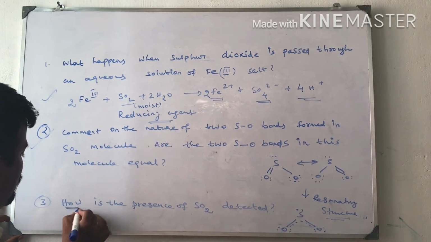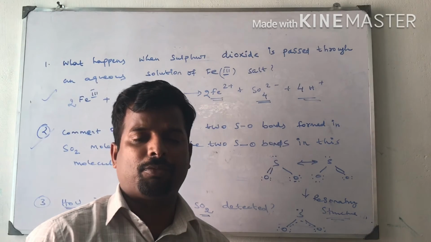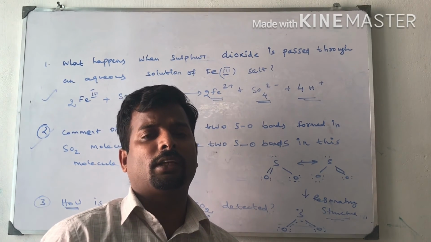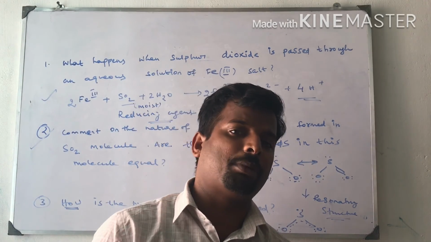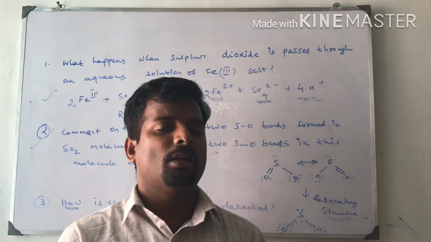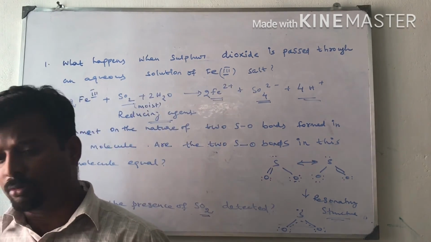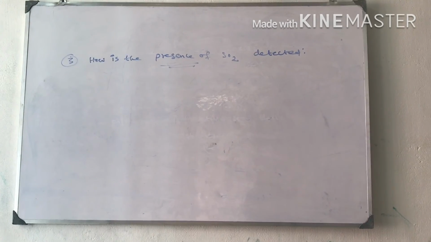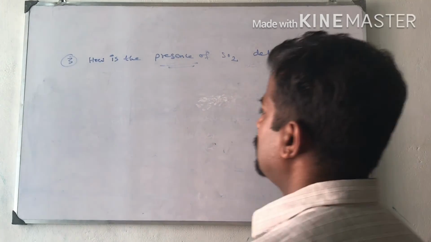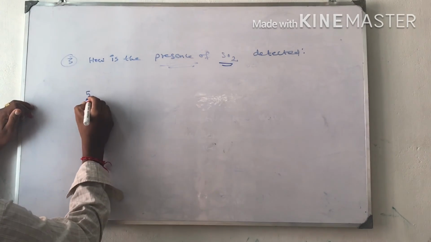Third question: how is the presence of sulfur dioxide detected? Whenever sulfur dioxide reacts with acidified potassium permanganate, the pink color disappears and a colorless solution appears. That is the theoretical explanation for the question. Now I am going to solve this question again. This is the question: how is the presence of sulfur dioxide detected?